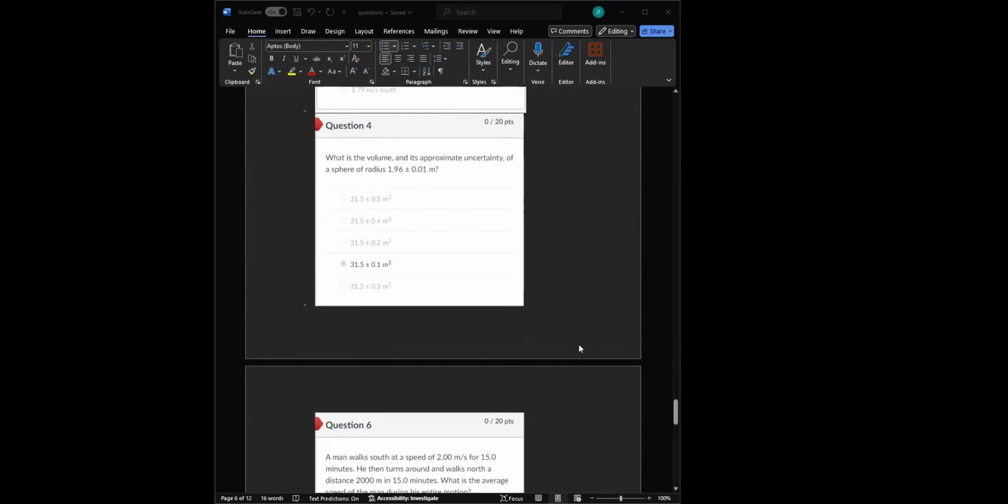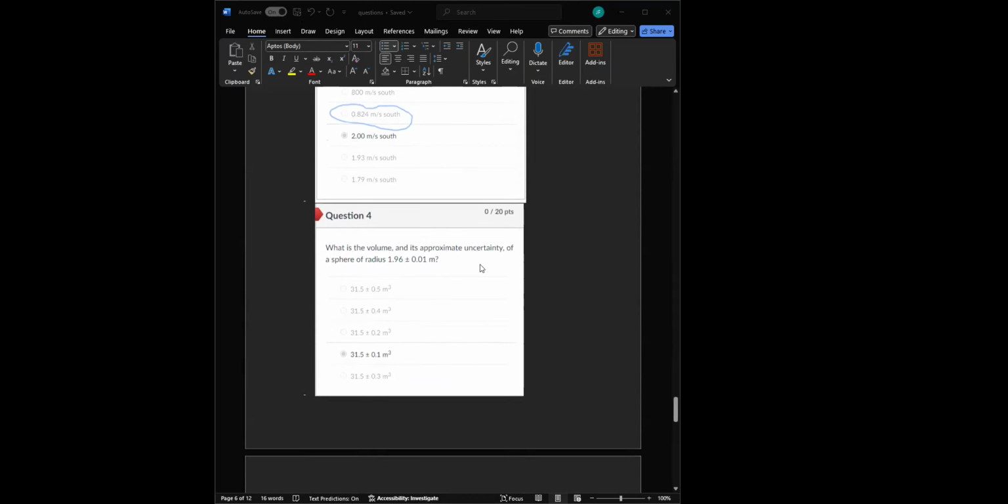So yeah, one of the other ones was just another one of those approximate uncertainty questions. What is the volume and its approximate uncertainty of a sphere? This is just like that other one, except now the volume of the sphere is 4/3 pi r cubed. So you've got to use that. That's in the front cover of your book, which is some of the stuff I give you in the tests when you actually take the test.